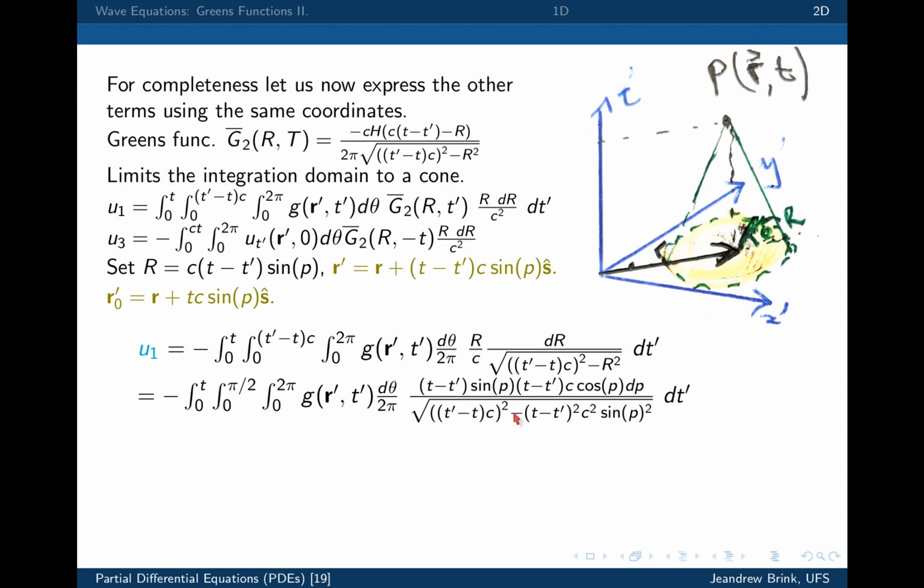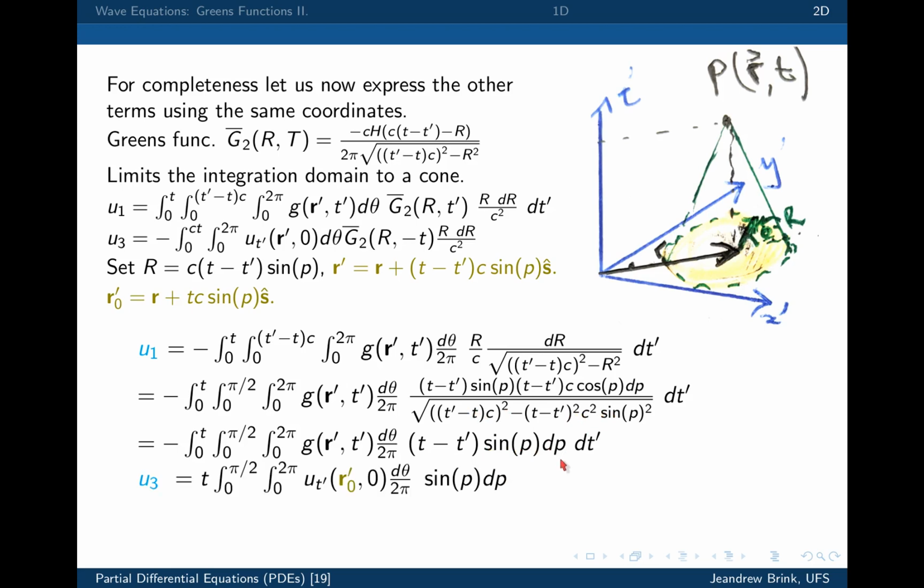Here it is. Okay, I've just changed the variables in dr over here to dp, and that's what you get. And then I think you can simplify it further, yeah. And so I simplified it further over here, cancelled out the square root, which is potentially singular, just to show that it's not singular. And then you once again have the sine p weighting it out this way. And then the U3 component, you can write out to look something like this.